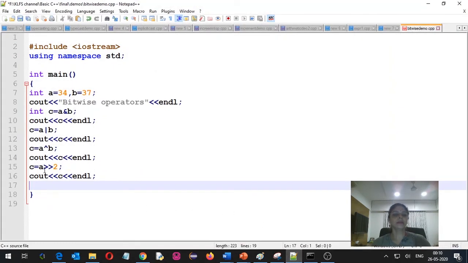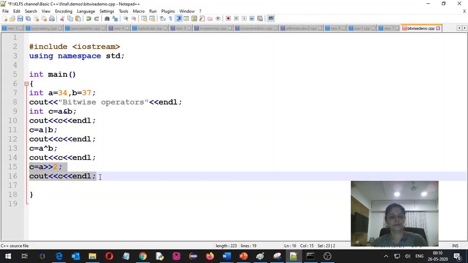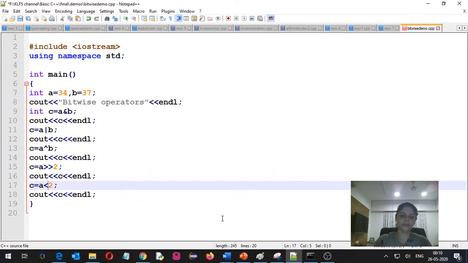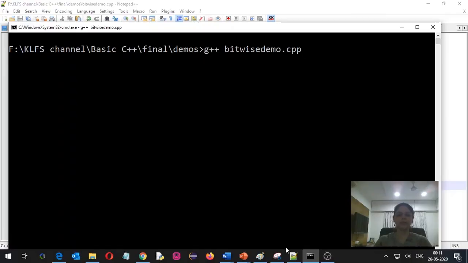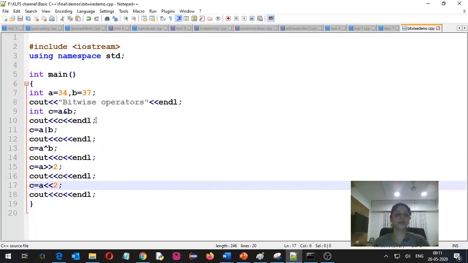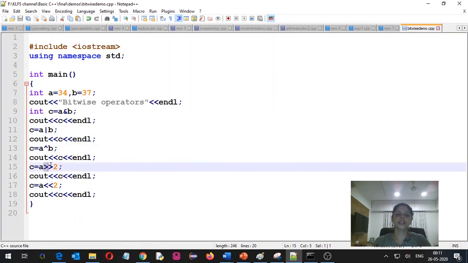So here, if I write the left shift operator like this, A left shift 2, and then print C, I save this program, and to execute it I give the command g++ bitwise demo, and to run it we run the a.exe file. You can see that since I am using left shift 2, I am getting answer 136. So this is how you can use bitwise operators. Here we have seen how to use AND, OR, XOR, right shift and left shift operators, and this is how they work.